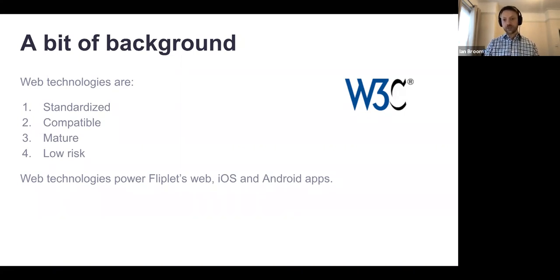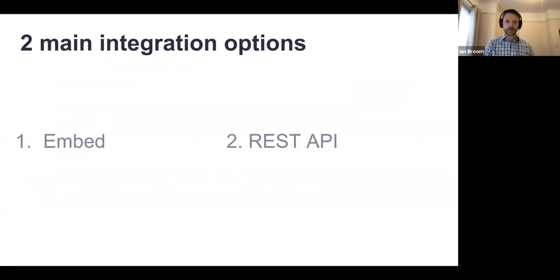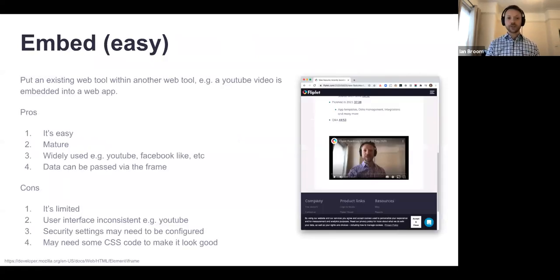Now, the reason why I wanted to mention that is because I didn't want you to think that the integration options that I'm about to talk about are high risk, non-standardized, not compatible, or immature, because they're all very popular integration options. So there are really just two main options. The first is embedding, and the second is REST API integration. So let's start with embedding. The good news is it's easy, and this is what I'm going to be focusing on when I demo how integrations can happen later in the webinar.